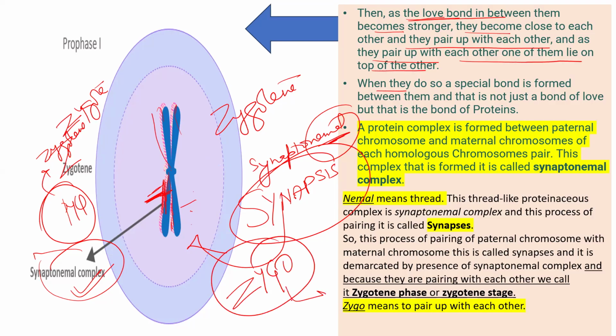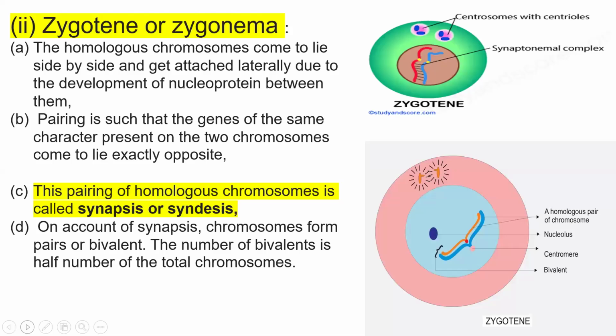Zygo means to pair up, pair up with each other. So a synaptonemal complex arises between the two homologous chromosomes, and synapsis occurs. The love becomes deeper.